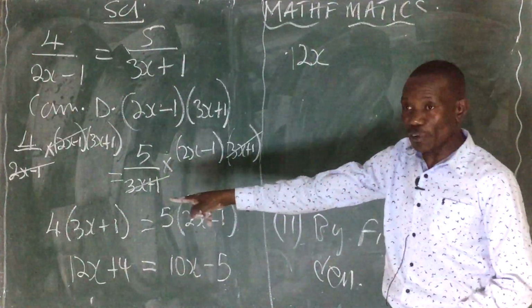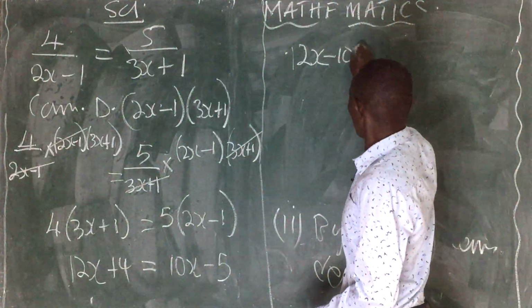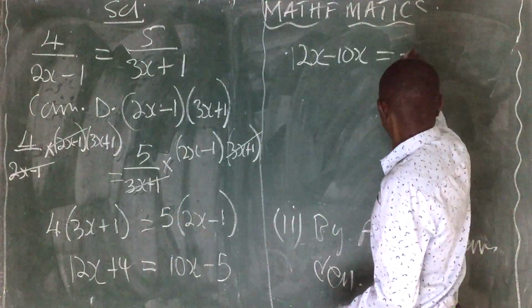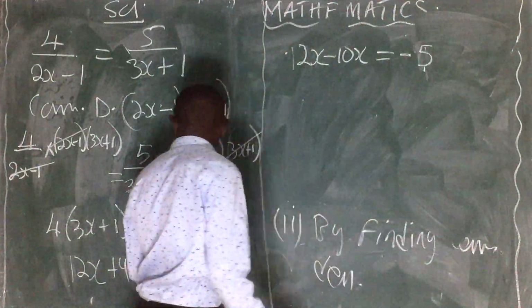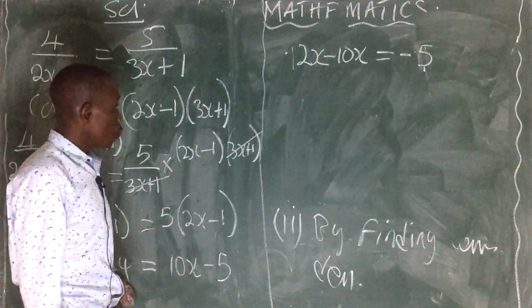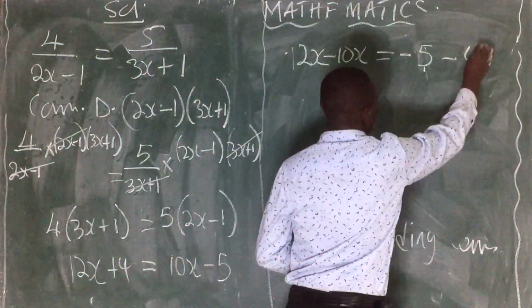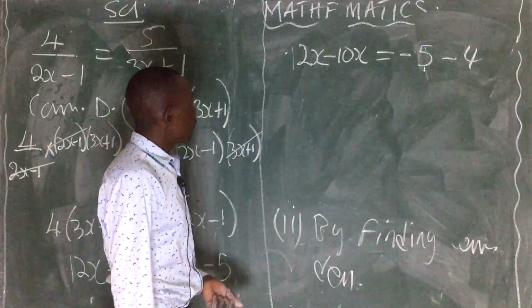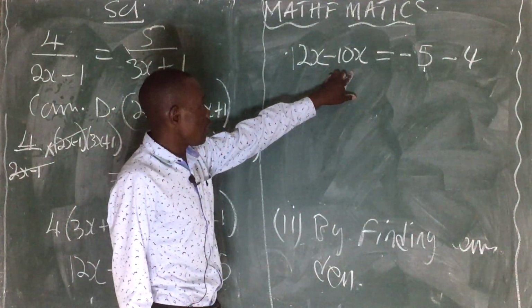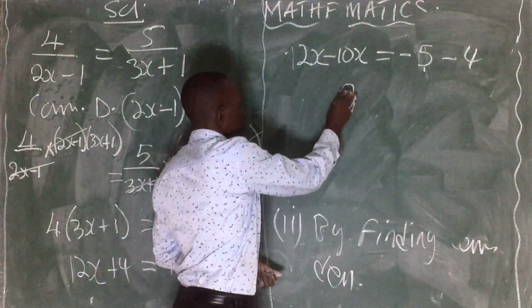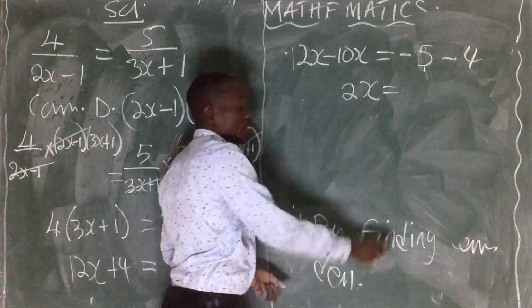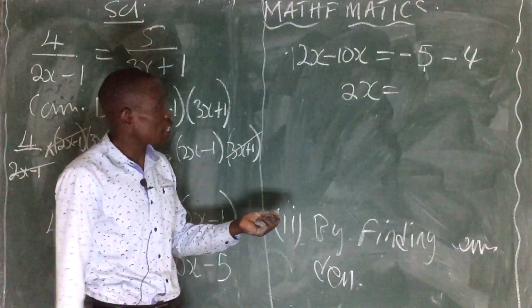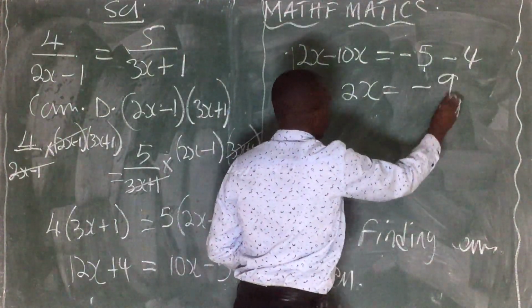10x should be moved to the left hand side to have a negative 10x. On the right hand side, we have negative 9. Sorry, that's a negative 5 to be paired with a 4, which when it comes here will be negative 4 like that. So what do we have then? 12 minus 10 is 2. So 12x minus 10x, we have 2x. Then minus 5 minus 4, the answer is negative 9.